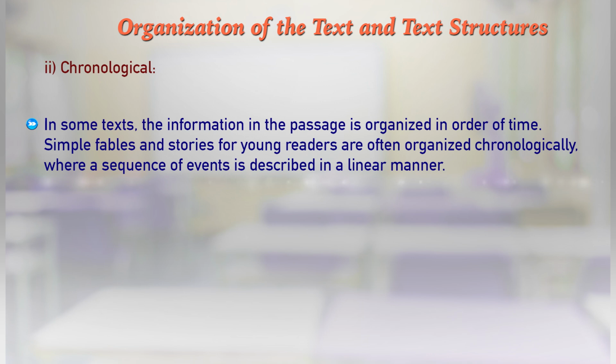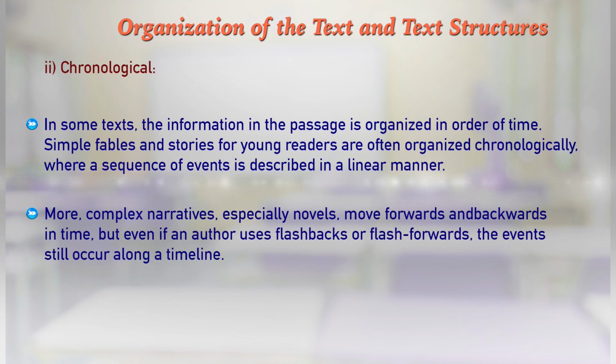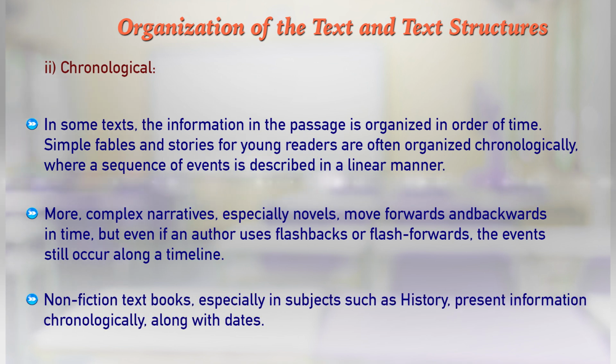Chronological. In some texts, the information in the passage is organized in order of time. Simple fables and stories for young readers are often organized chronologically, where a sequence of events is described in a linear manner. More complex narratives, especially novels, move forward and backward in time, but even when the author uses flashbacks and fast forwards, the events still occur along a timeline. Non-fiction textbooks, especially in subjects such as history, present information chronologically, along with dates.